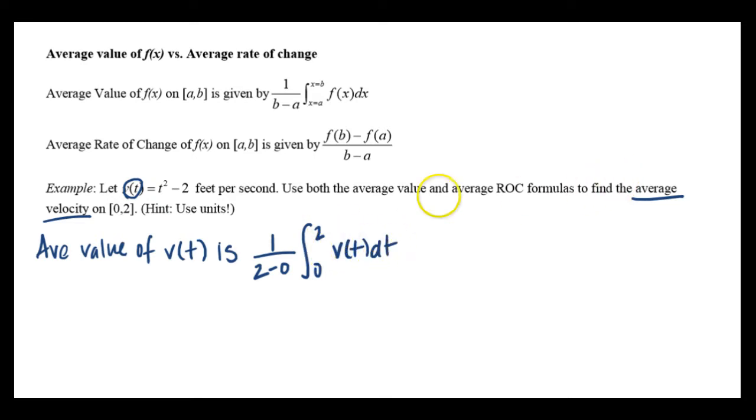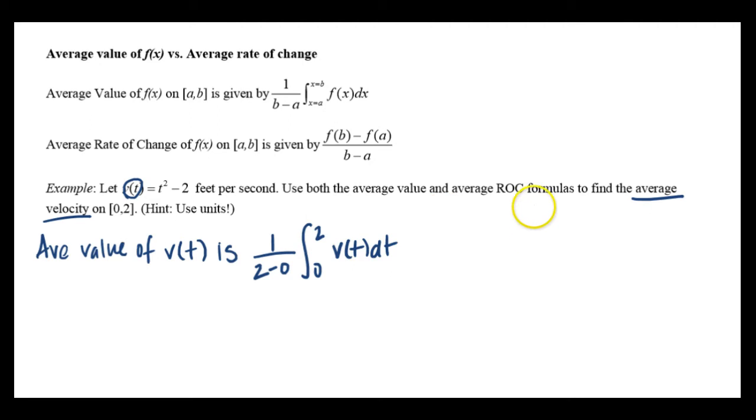So I was asked to find average velocity. The velocity is v of t. So it's like find the average of the velocity function v of t on 0 to 2. It looks just like this setup. Now, we want to double check our units and make sure that this is going to work out. If I want an average velocity, my answer better be in feet per second. So let's make sure that our units are going to work out correctly.